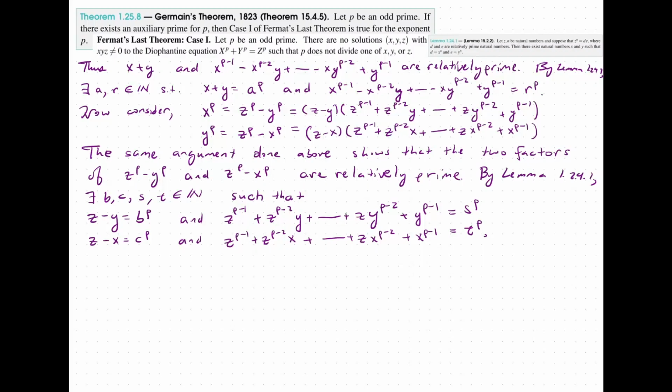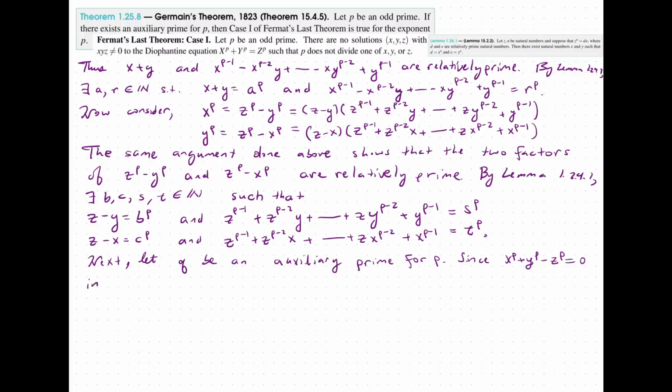So next, let q be an auxiliary prime, and by assumption this exists for p, and we're going to do the following deduction. So if we consider the Fermat equation x to the p plus y to the p equals z to the p, and bring it over, we have that x to the p plus y to the p minus z to the p is equal to 0.